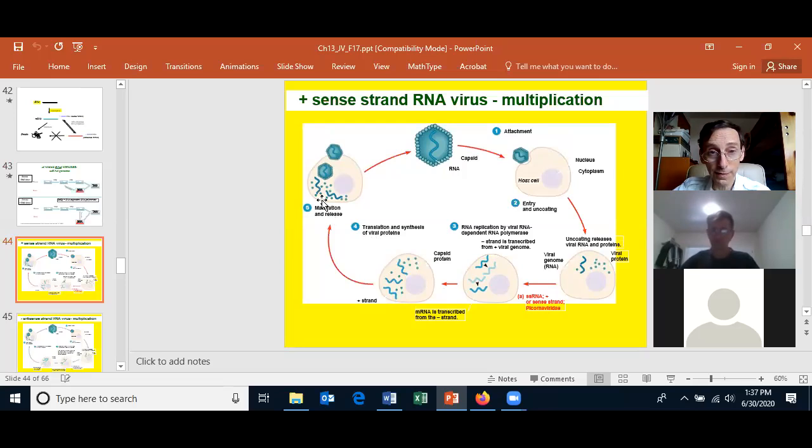The viral proteins get together with the viral genome to make the new virions, and I'm not sure if that's the budding life cycle or the lytic life cycle, but the virus comes out of the cell either by lysis of the cell if it's following the lytic life cycle, or by budding if it's following the budding life cycle.